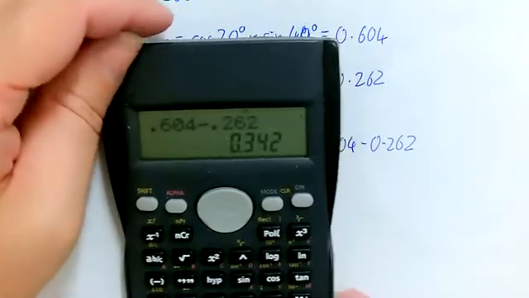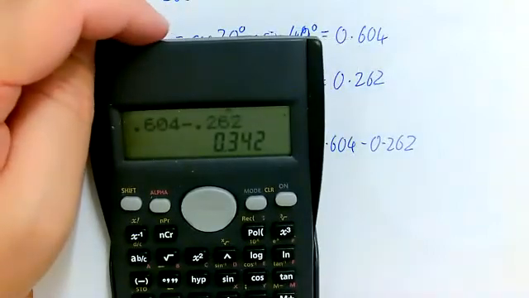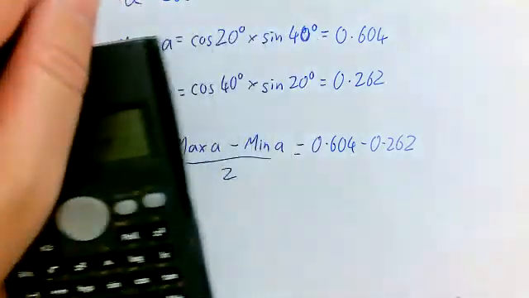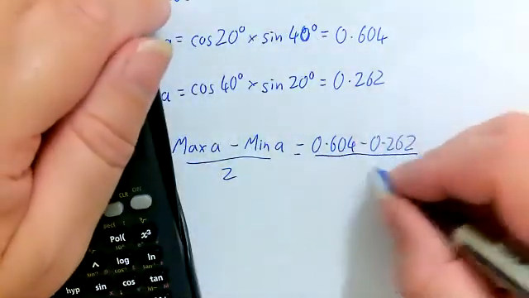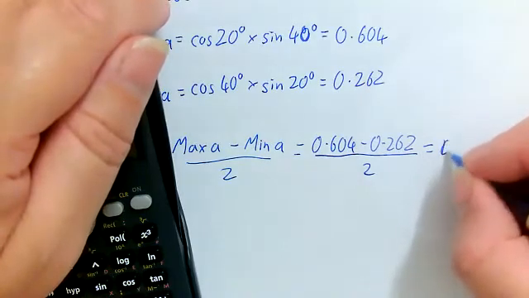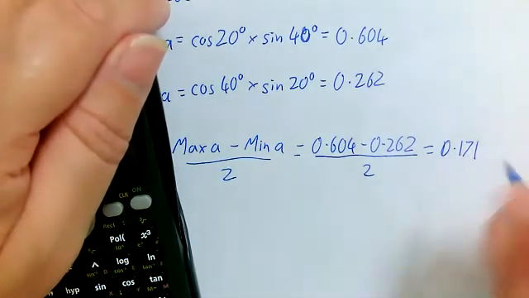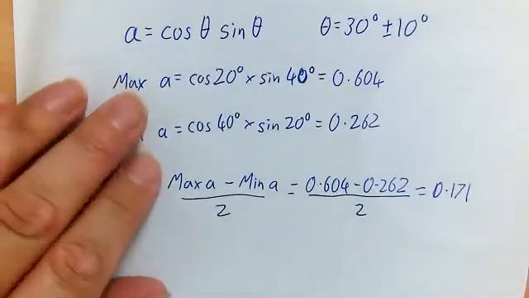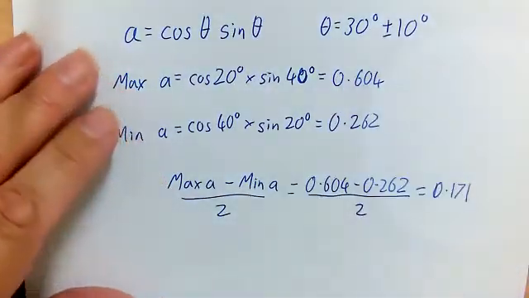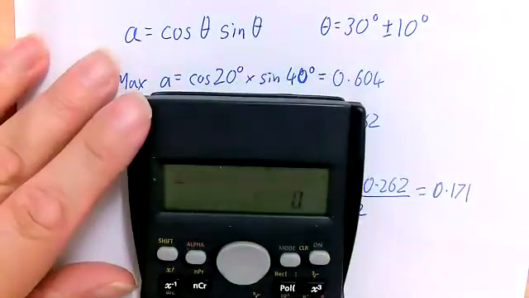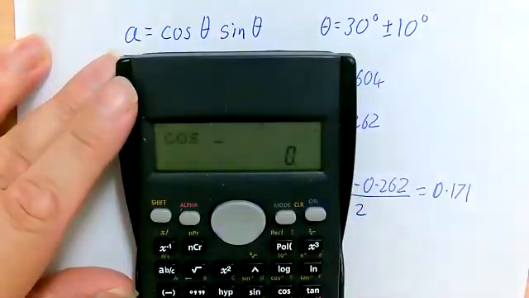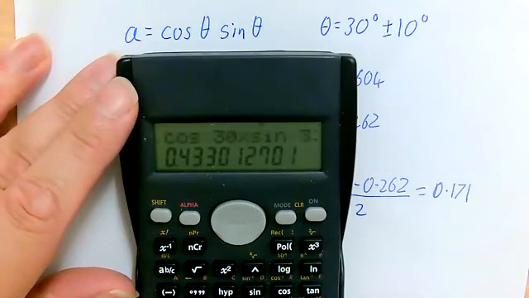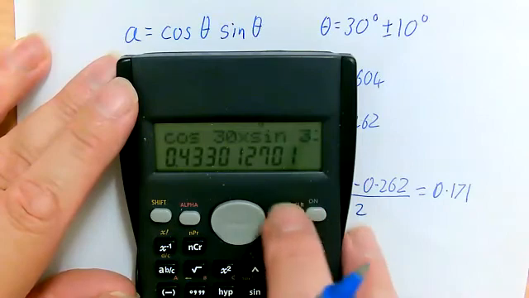Gives me 3.42 divided by 2, which gives me 0.171. Okay, so then I want to calculate what the true value should be. Well, the true value would be if it was 30 degrees. So the cosine of 30 times the sine of 30 gives me 0.433.